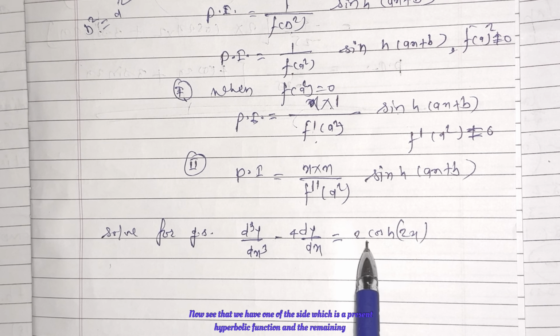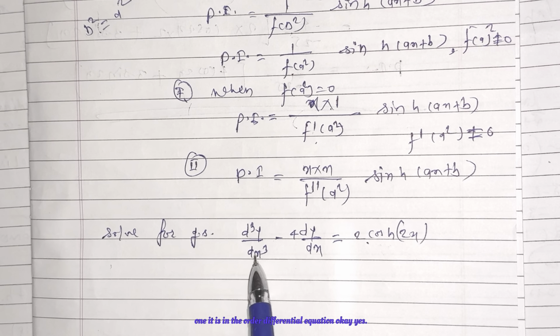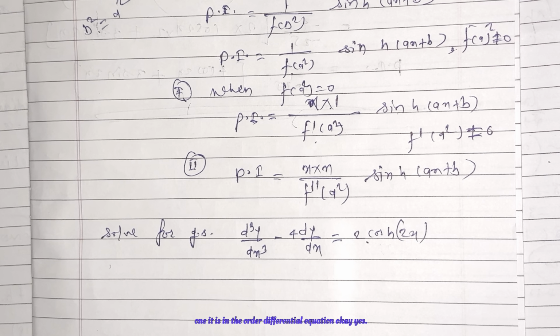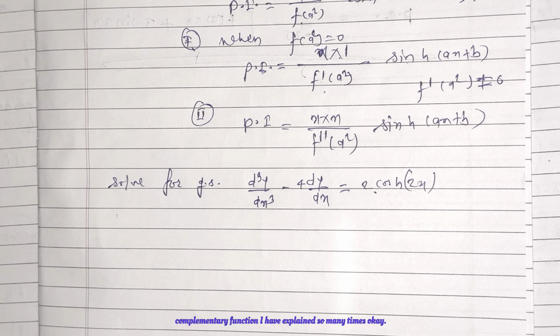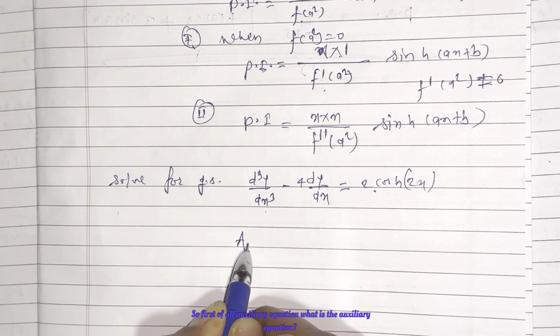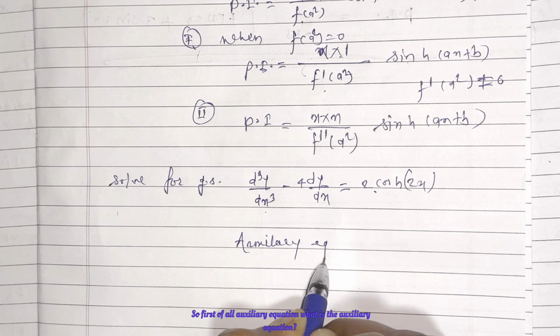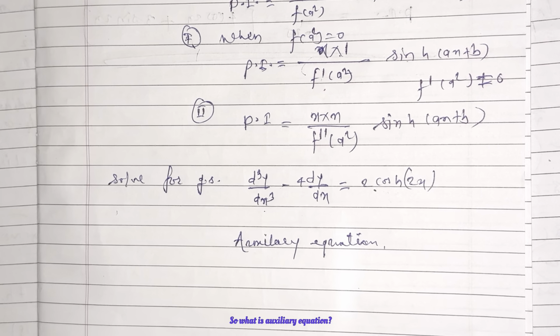Now see that on one side we have a hyperbolic function and the remaining part is an nth order differential equation. First of all, go for finding its complementary function. As you are all familiar with the complementary function, I have explained it many times. So first of all, the auxiliary equation. What is the auxiliary equation?